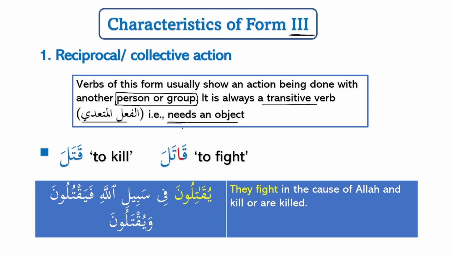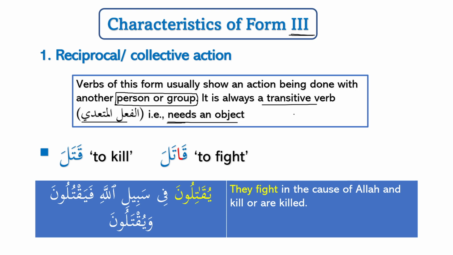So the only thing that we need to remember, or the characteristic that this form has, is that it normally involves 2 parties or 2 persons. One is generally the active one, the doer of the action, and the other is normally the passive one, which is the receiver of the action. However, it always involves how many persons? 2. How many groups? 2.